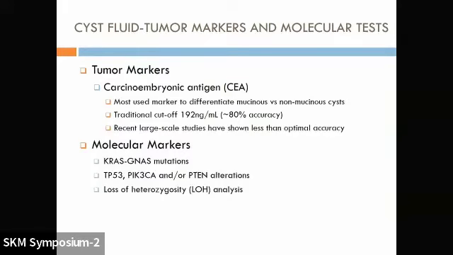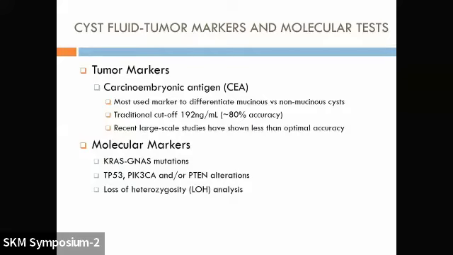The pathological workup of pancreatic cysts is not only based on cytomorphological assessment. Cyst fluid tumor markers are integral in risk stratification of pancreatic cysts. One of the most commonly used markers for this purpose is carcinoembryonic antigen, or CEA. CEA levels have been shown to increase significantly in mucinous cysts. And at a traditional cutoff of 192, which is almost 200, the diagnostic accuracy of this marker in differentiating mucinous versus non-mucinous cysts is around 80%.